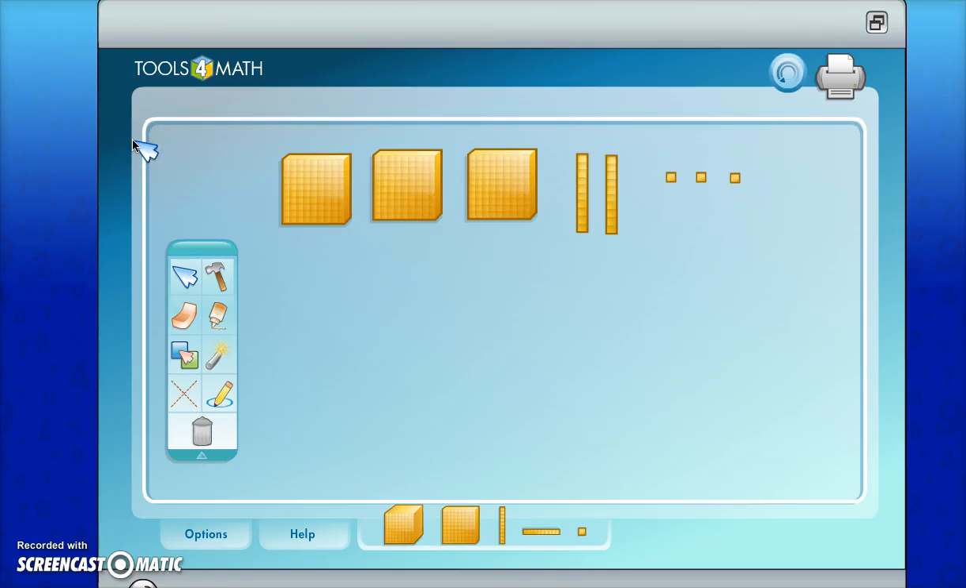Hi everyone, tonight we're going to practice our expanded algorithm of subtraction.